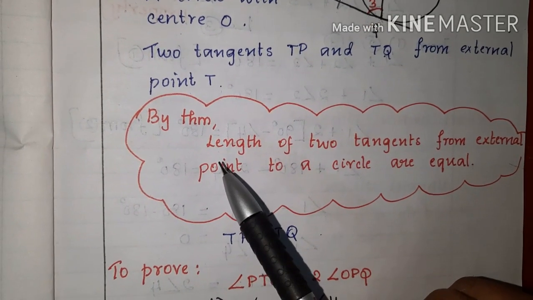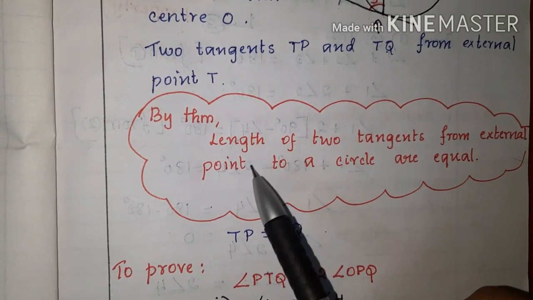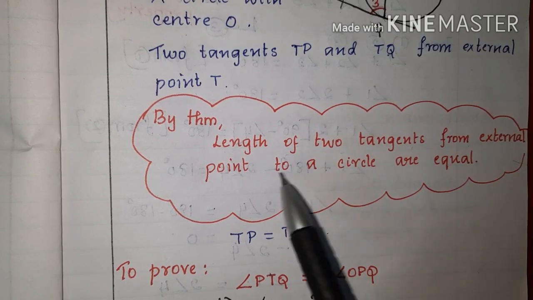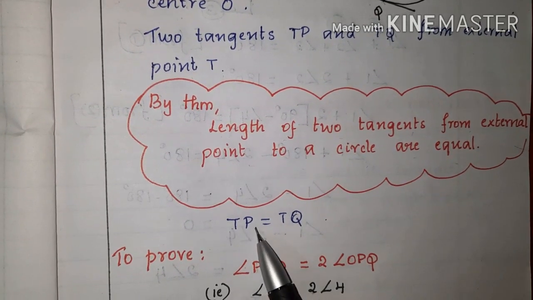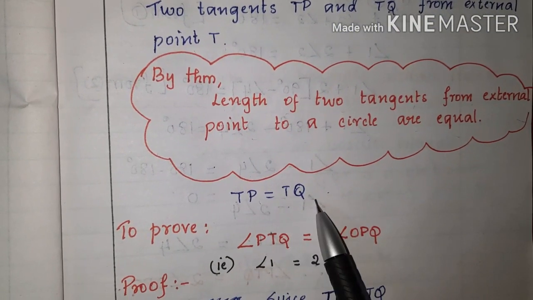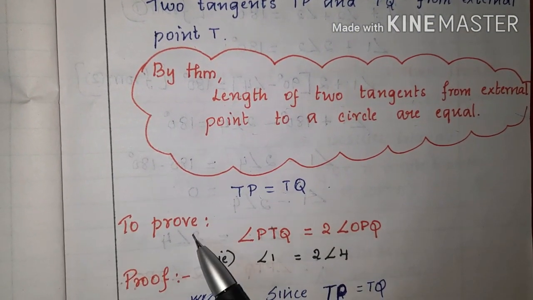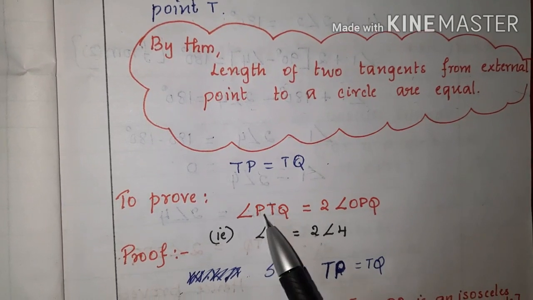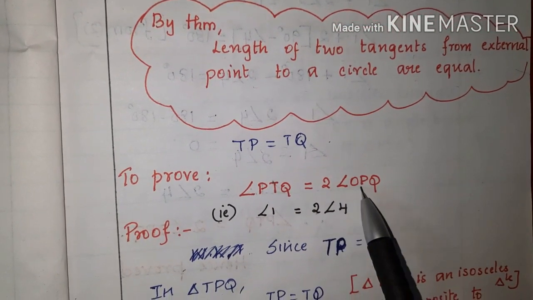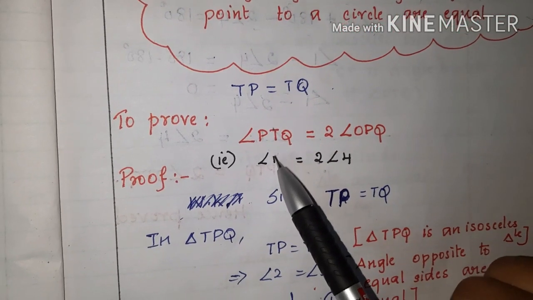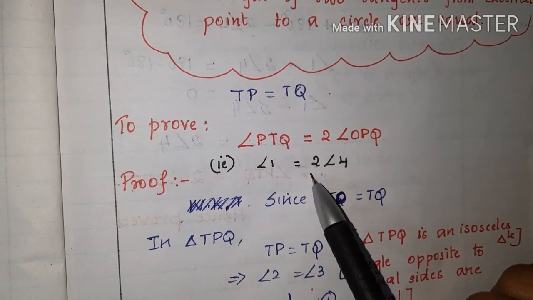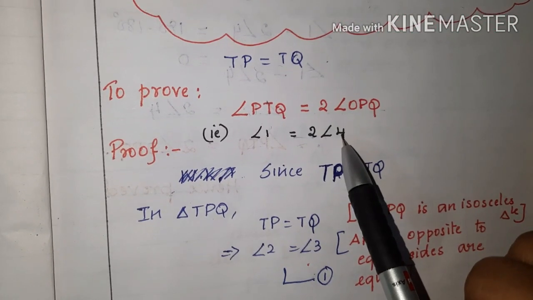There is an external point, no? So by theorem, the lengths of two tangents from an external point to a circle are equal. So therefore, what are the two tangents? TP is equal to TQ. Clear? Now what we are going to prove is angle PTQ is equal to 2 times angle OPQ. So we have numbered it, no? So that you mention here. So angle 1 is equal to 2 times angle 4.